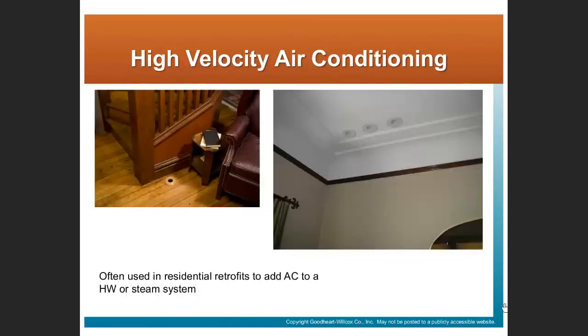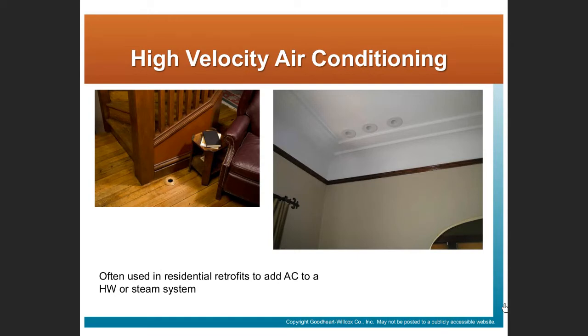Okay, I think I was alluding to this before. This is a way that we can add air conditioning to a house that might already have hot water radiators or steam radiators. It's what's called a high velocity air conditioning system.